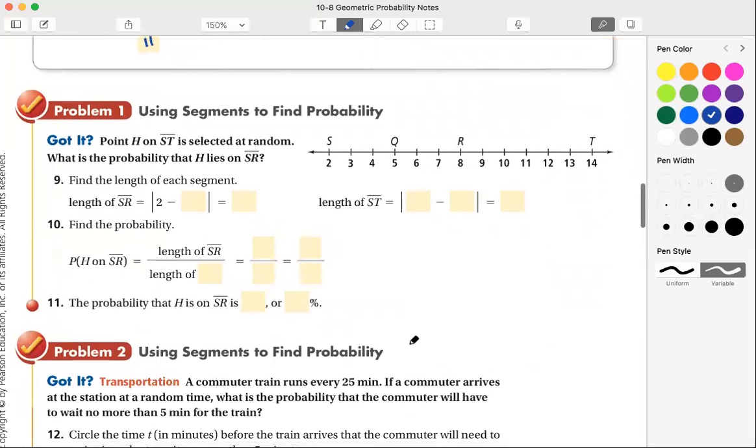Number 1 here. Find the probability that point H is on ST, selected at random. What is the probability H is on SR? The entire thing is ST. We need to find the length of ST and then SR. The length of SR is 2 minus H, which is 6. The length of ST is 2 minus 14, which is 12. So the probability is 6 out of 12, or 1/2. So the probability that H is on SR is 1/2, or 50%.